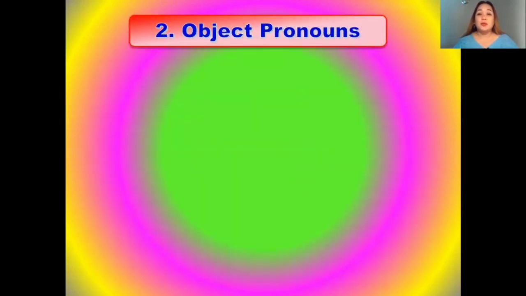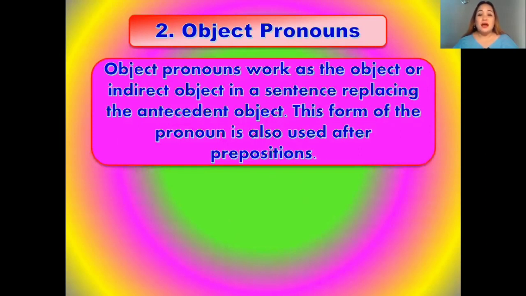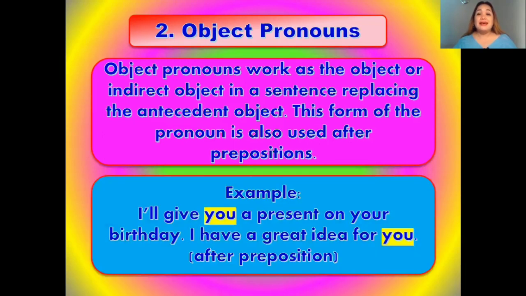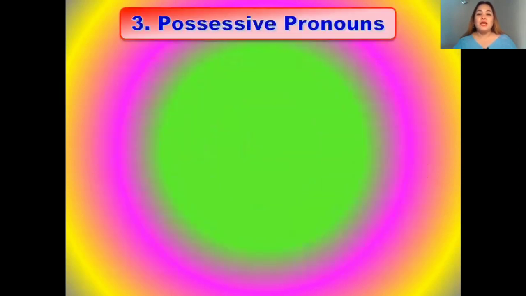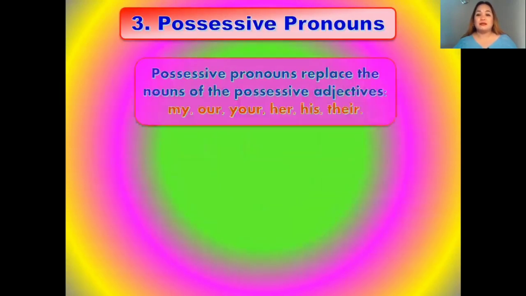Number 2, object pronouns. Object pronouns work as the object or indirect object in a sentence, replacing the antecedent object. This form of pronoun is also used after a preposition. Example, I'll give you a present on your birthday. I have a great idea for you. That's after a preposition.